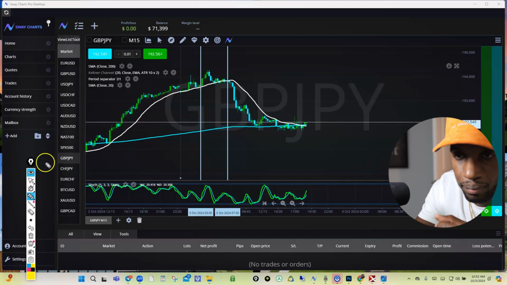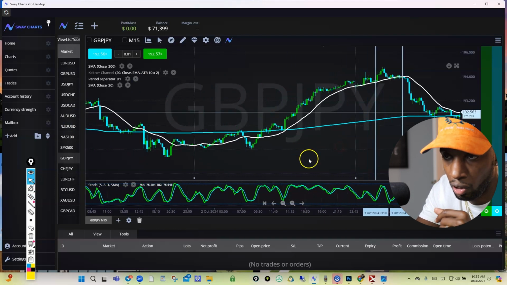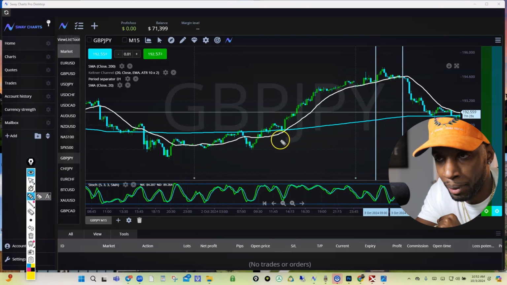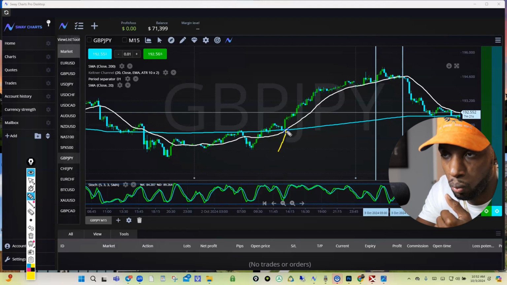Now, again, I'm still using my 20 and 200 as confirmations on my trades. So normally I'm entering trades whenever, let's say we got an uptrend, whenever that 20 and that 200, they ain't got to cross, but whenever the candles are above both, I'm waiting on that pullback. And then my entries are here, right?